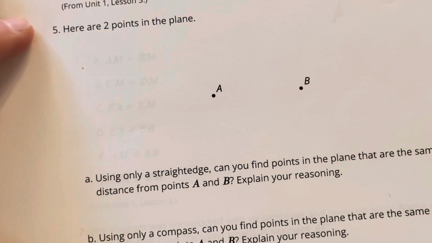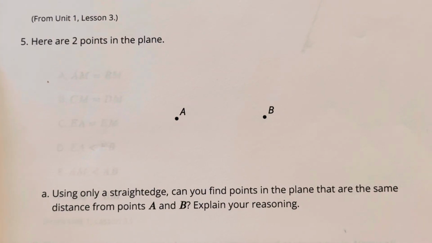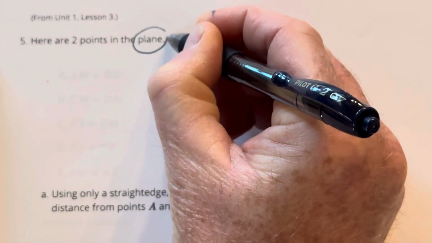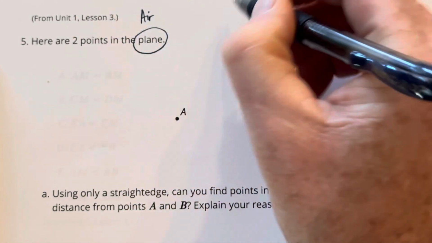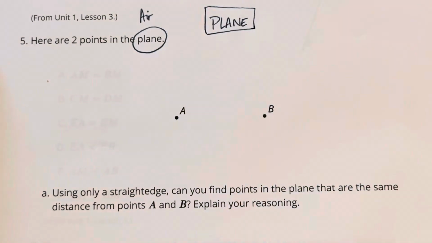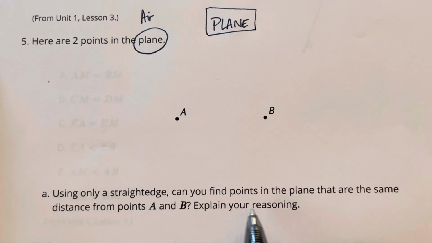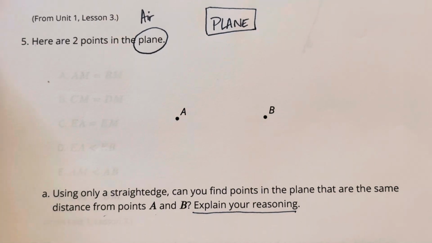Okay, number 5. Here are 2 points in the plane. Okay, so A and B. Now, we're not talking about an airplane. We're talking about the plane. We'll get to that in a little bit. But here are 2 points in the plane. Using only a straight edge, can you find points in the plane that are the same distance from points A and B? Explain your reasoning.